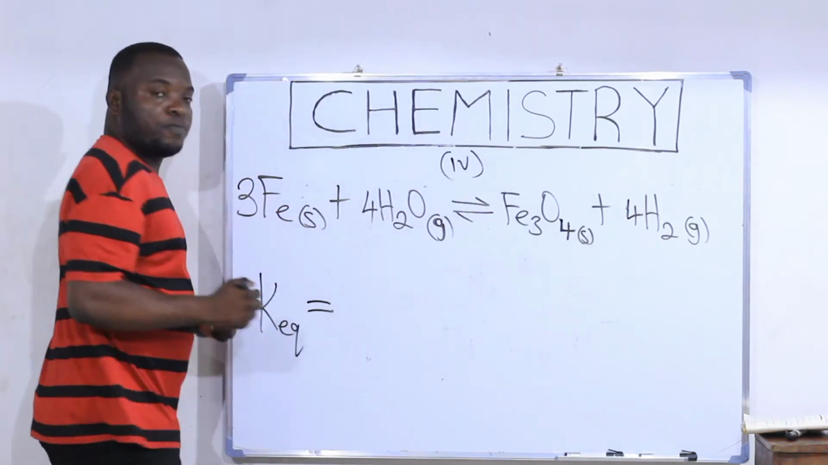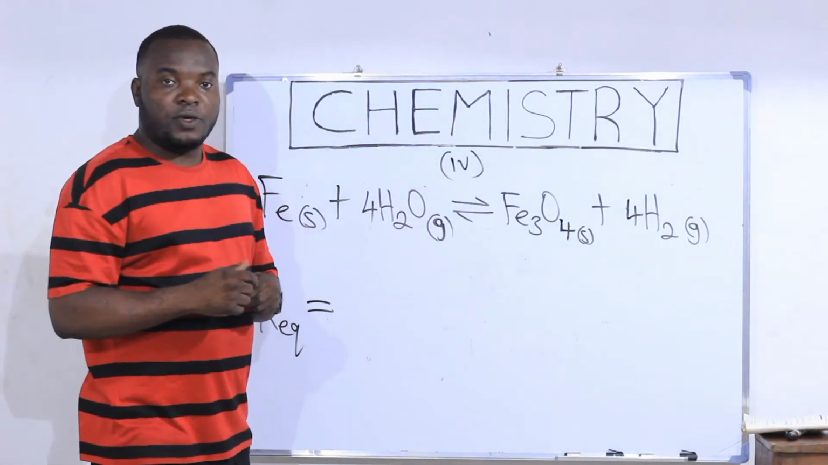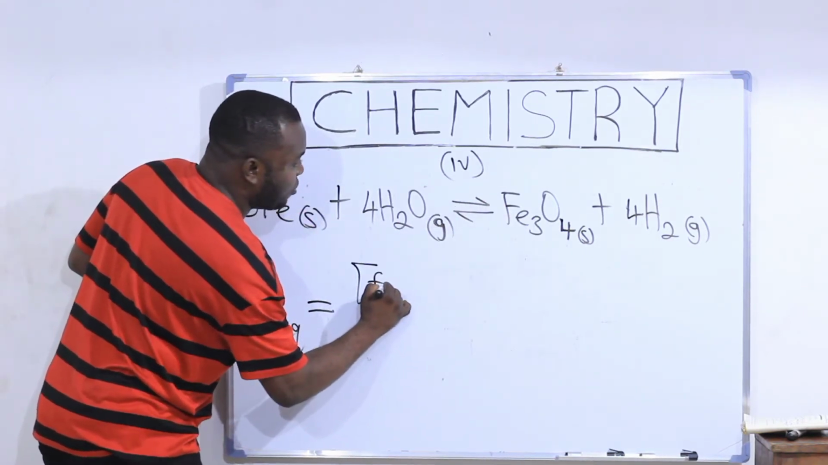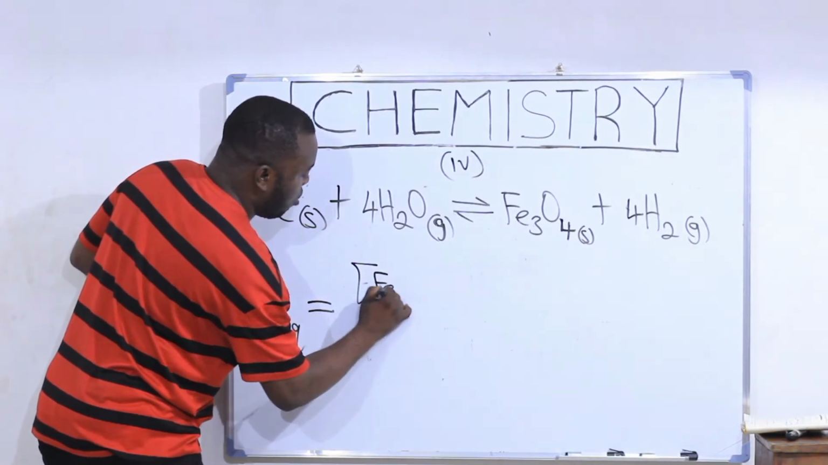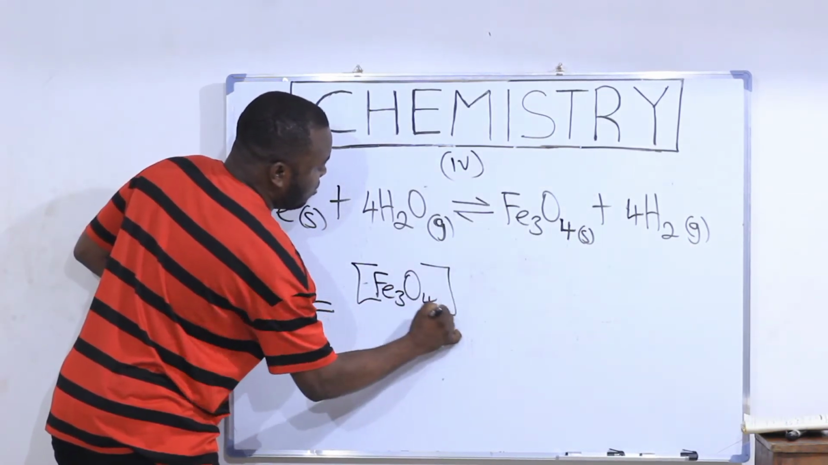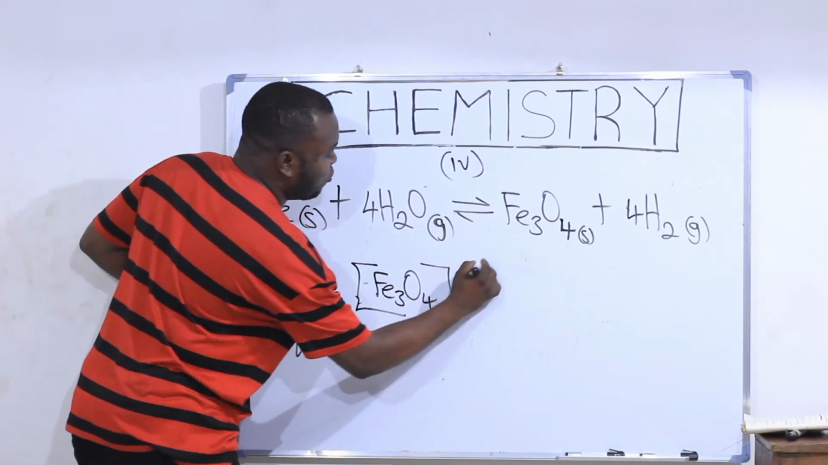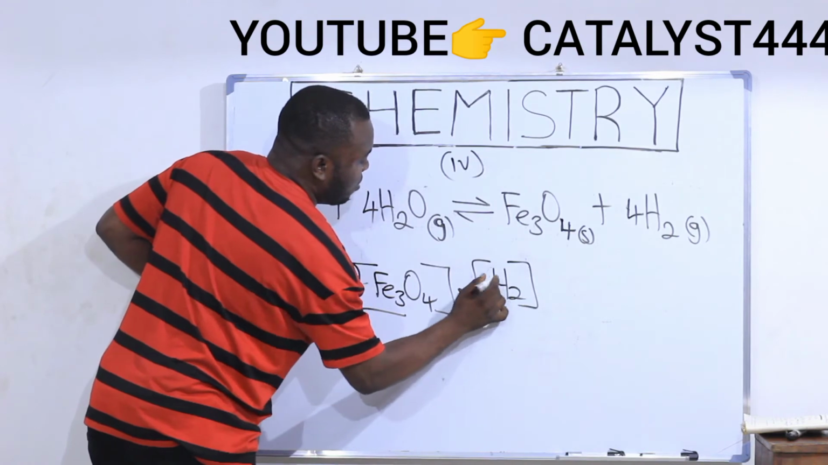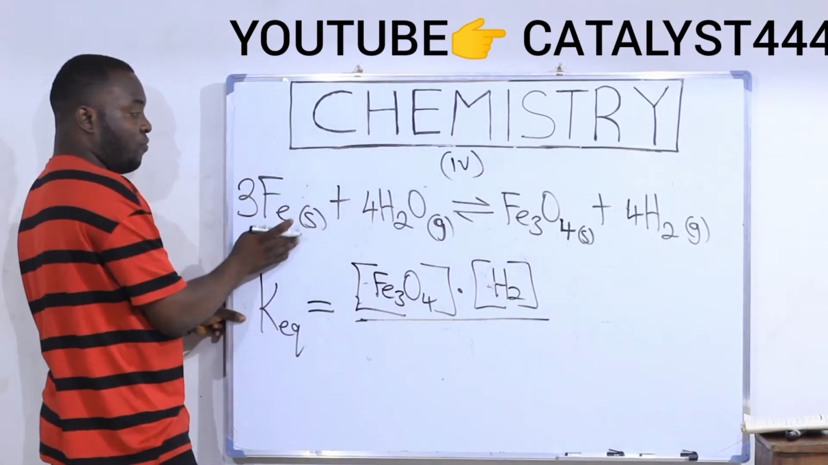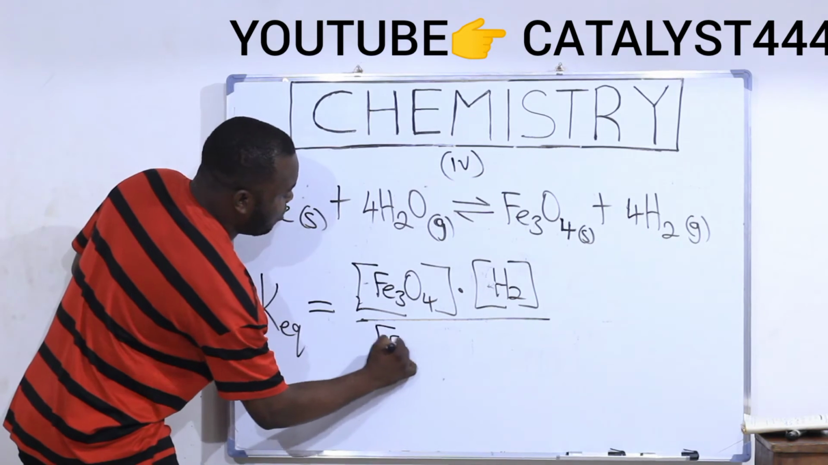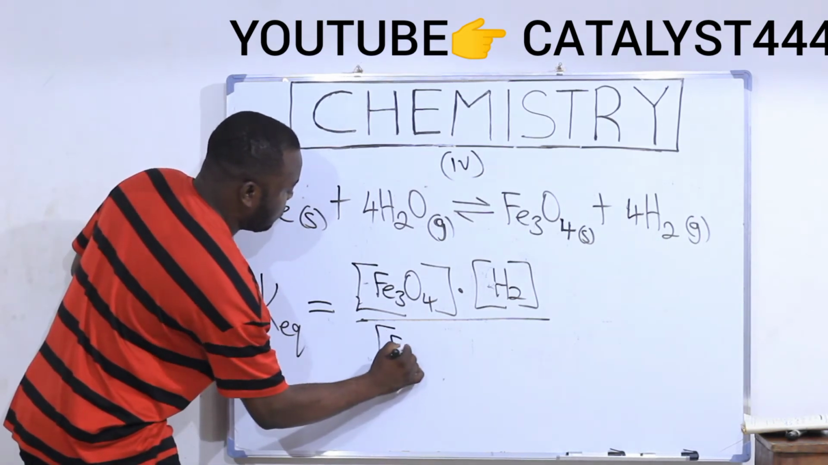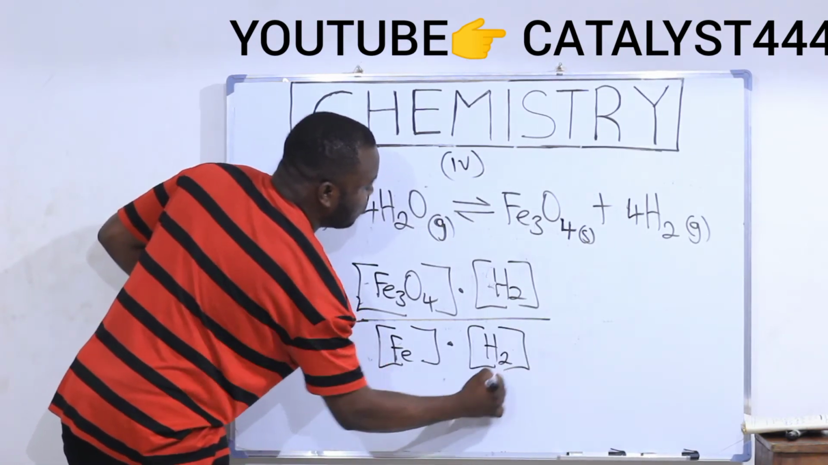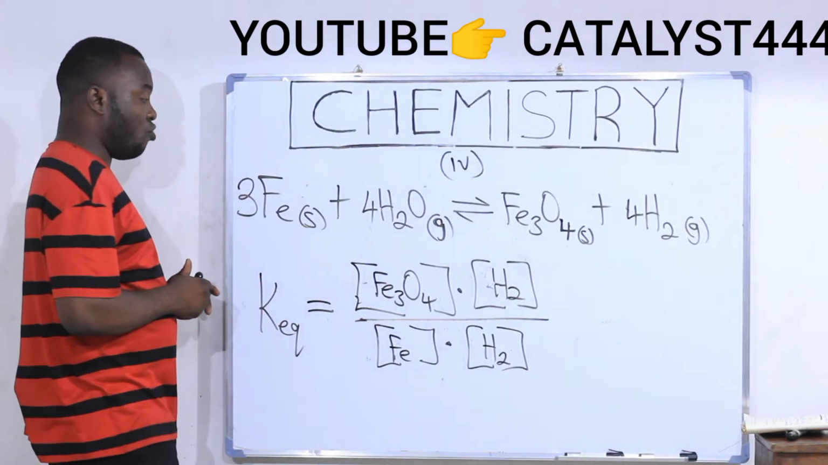this. Okay. Let me include everything. Then, at the end, you see what will come out. Concentration of iron oxide times the concentration of hydrogen gas divided by the ones of the reactants, concentration of the iron multiplied by the concentration of water, each raised to the power of their stoichiometric coefficient.